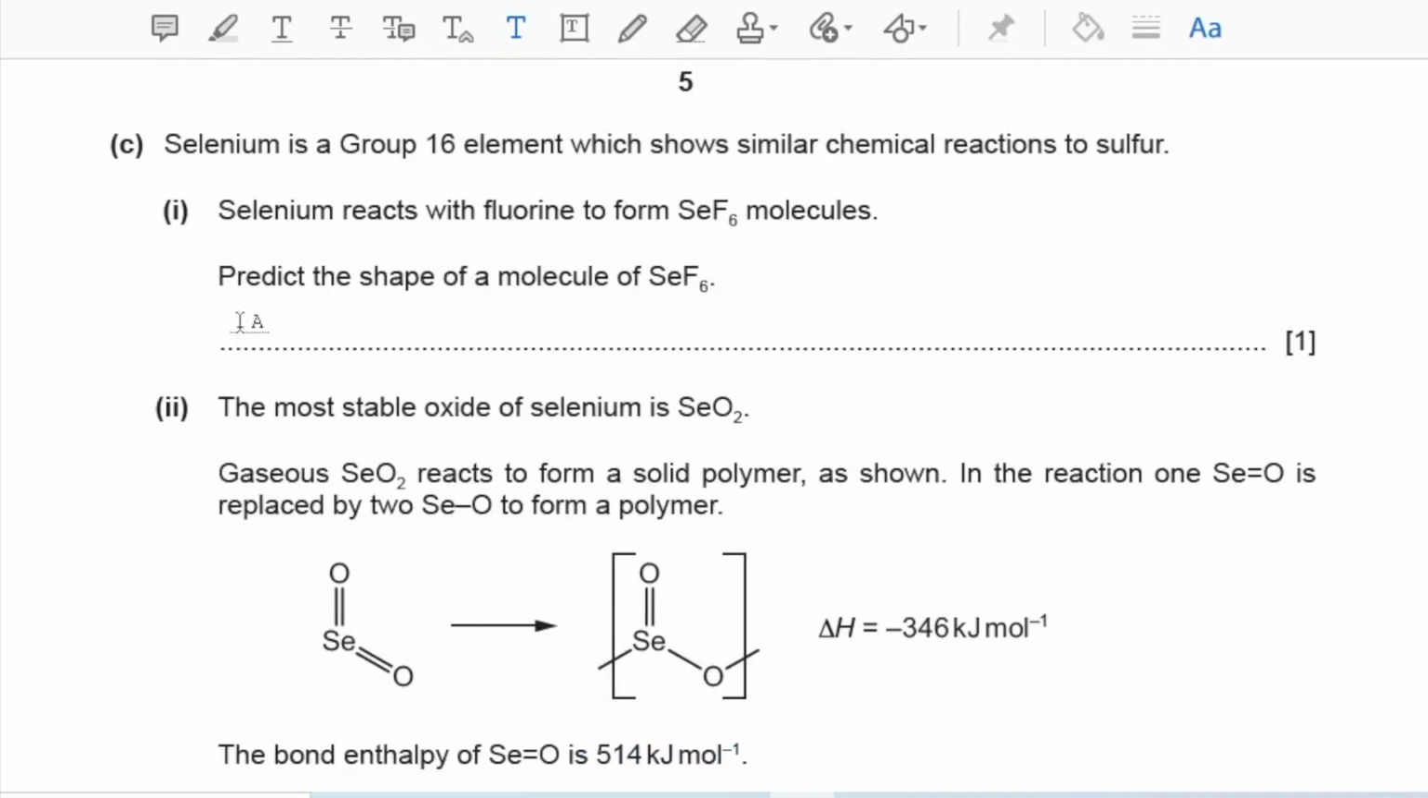Part C. Selenium is a group 16 element which shows similar chemical reactions to sulfur. Selenium reacts with fluorine to form SeF6 molecules. Predict the shape of a molecule of SeF6.